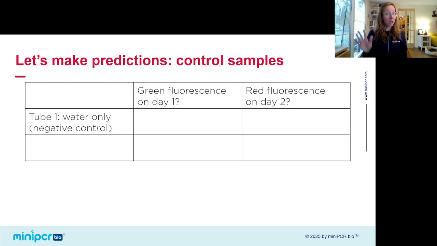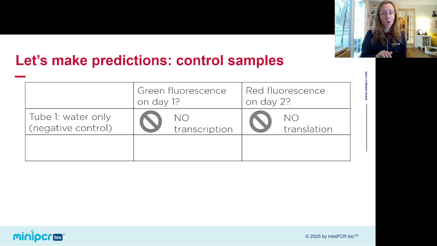Okay, given what I've told you now about our two control tubes, we should be able to predict our results for just those two tubes. So let's talk through that. Tube 1, again, our negative control, we added only water to this tube. So should we see green fluorescence in a few minutes in tube 1? No, we should not. We did not add DNA to that tube, so no transcription can occur, which means no green fluorescence. What about red fluorescence tomorrow? Should we see that in tube 1 when we take another peek at our samples? No, we should not. We didn't add DNA to that tube. No transcription means no translation. So no fluorescence at any time point is expected for tube 1.